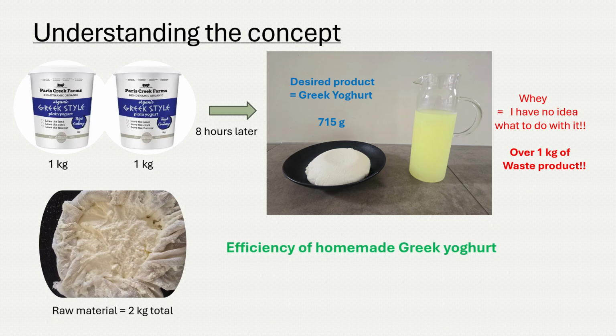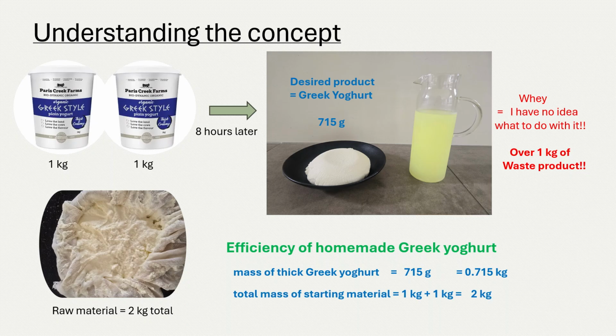So, the simple calculation of efficiency of homemade Greek yogurt. First of all, we put the mass of desirable product as a numerator, 715 grams, over the total mass of the raw material, which is 2 kilograms because I used 2 tubs of 1 kilogram. And divide those, multiply by 100, and that gives me the efficiency just over 35%.